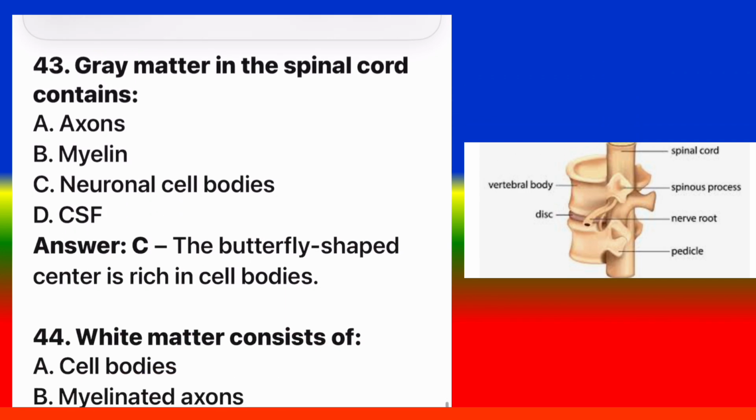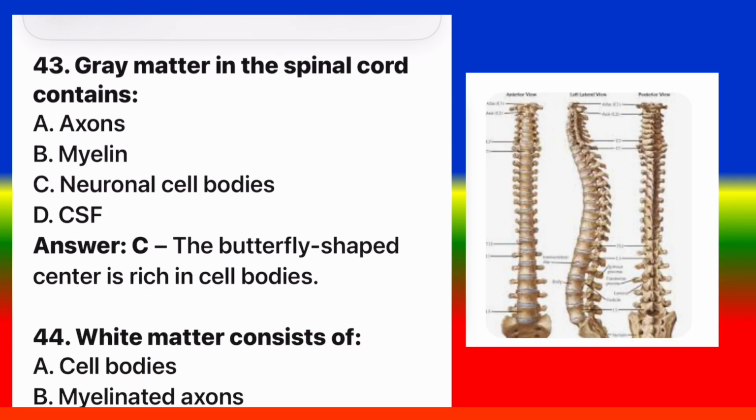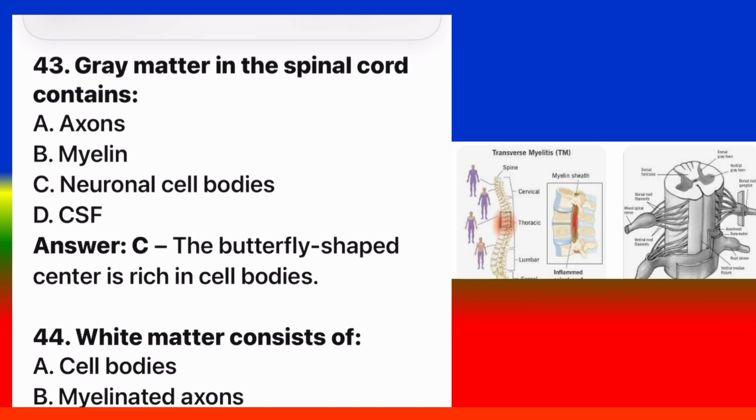43. Gray matter in the spinal cord contains A. Axons, B. Myelin, C. Neuronal cell bodies, D. CSF. Answer C. The butterfly-shaped center is rich in cell bodies.